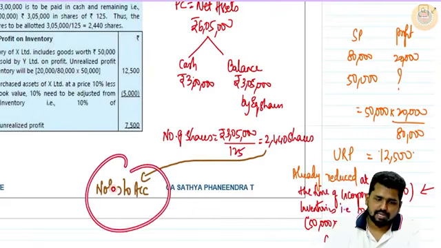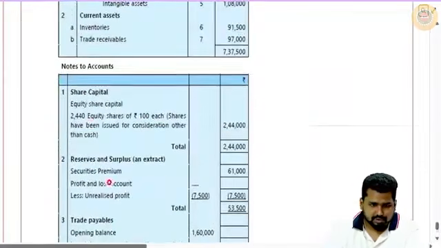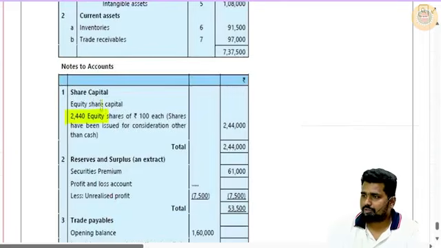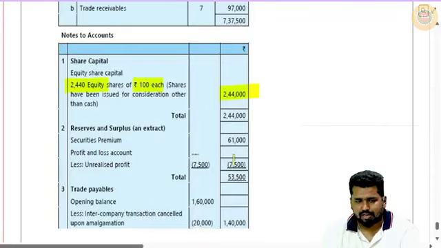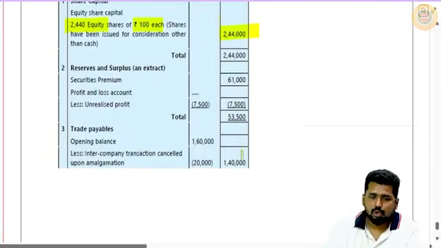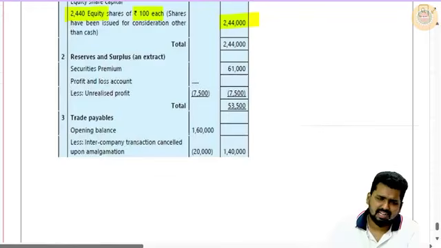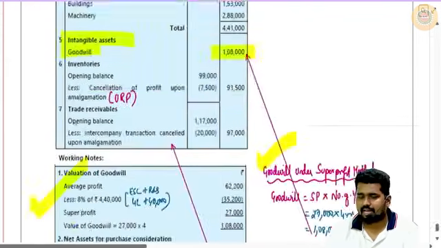This we have to show in the working notes to accounts, in fact. Clear? So if you go and see the notes to accounts, you are able to see 2,440 equity shares of 100 each. Clear? Sir, but somewhere 2,44,000, the equity share capital, should appear at what value? Face value. Clear? Balance will be shown in what? Premium.